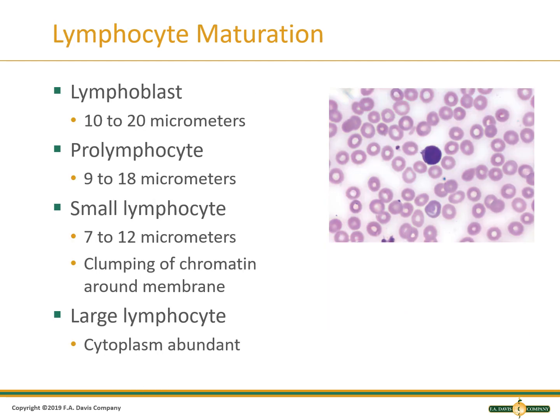The next cell that we're going to discuss is the lymphocyte. So we have the lymphoblast, which is 10 to 20 micrometers. The next stage would be the prolymphocyte. It's going to be a little bit smaller at 9 to 18 micrometers. Then you have a small lymphocyte. Sometimes they look smaller, sometimes they look larger. I actually added an extra slide just to cover that.